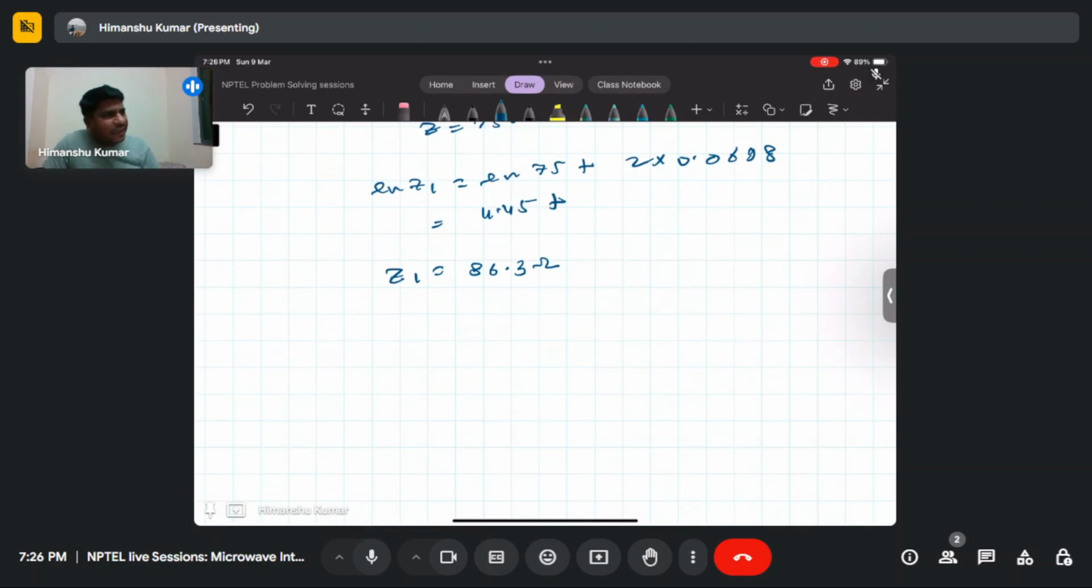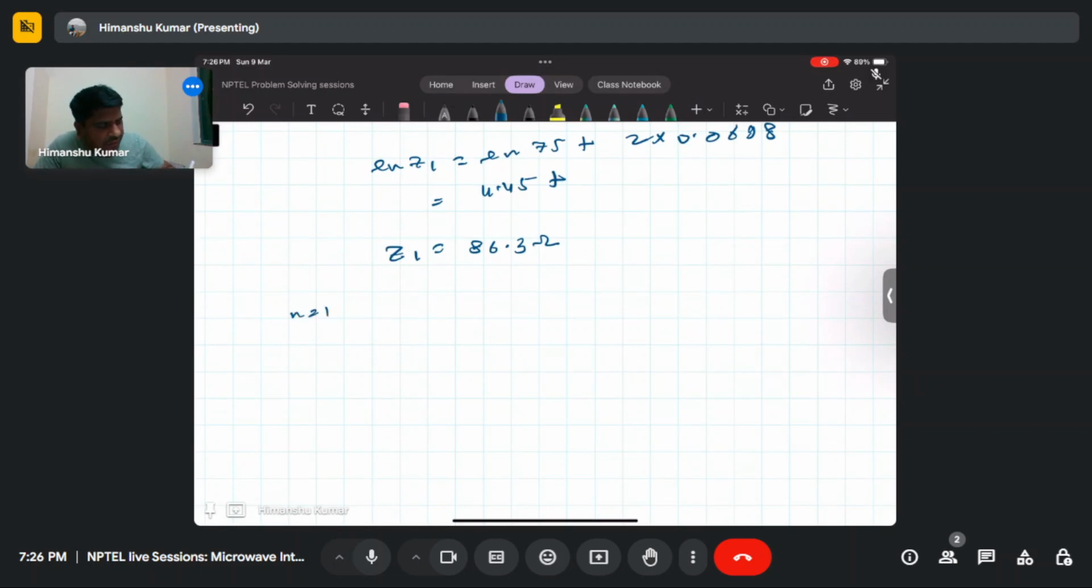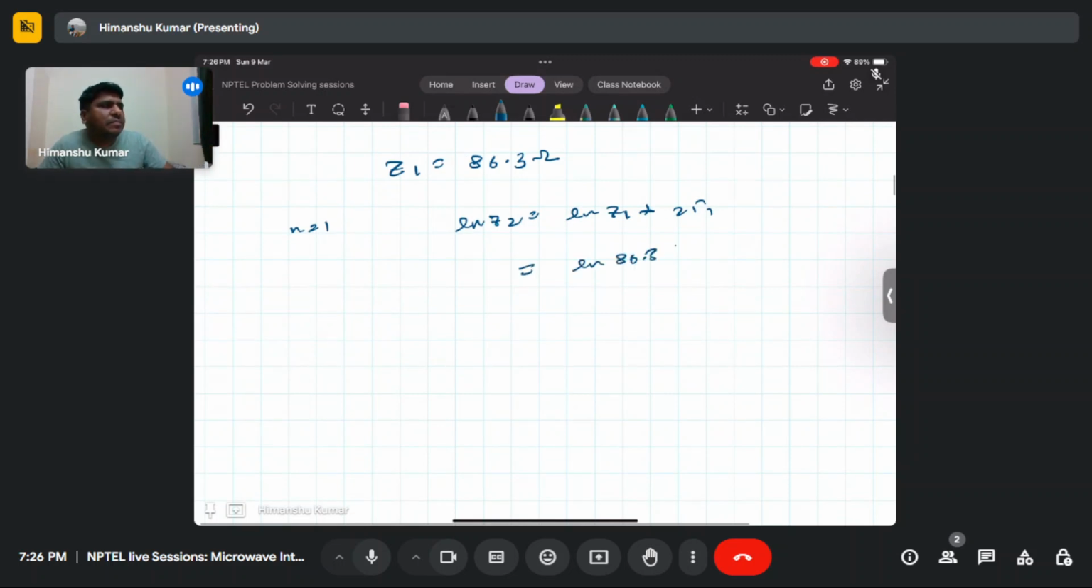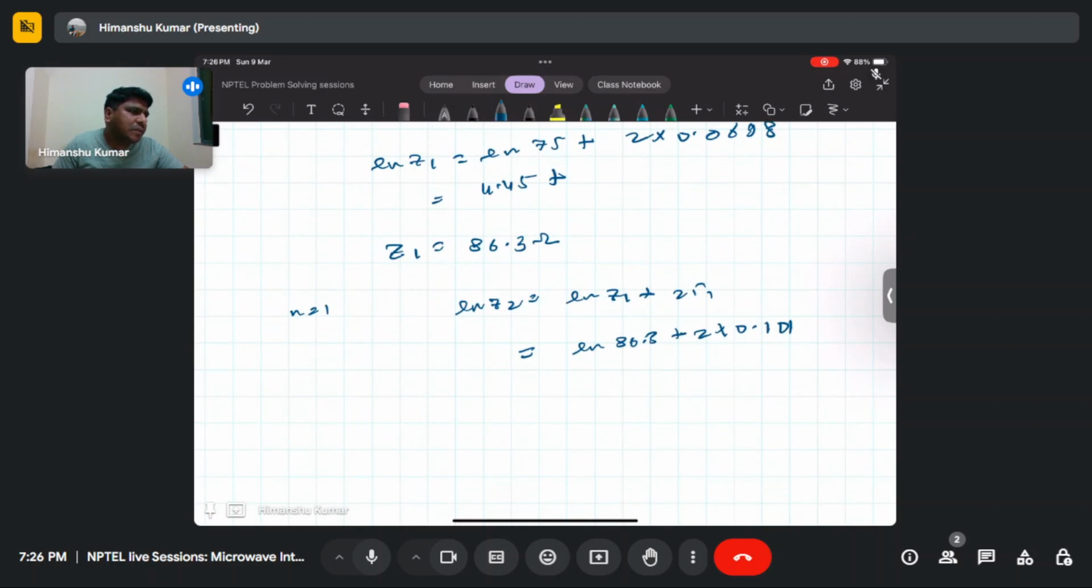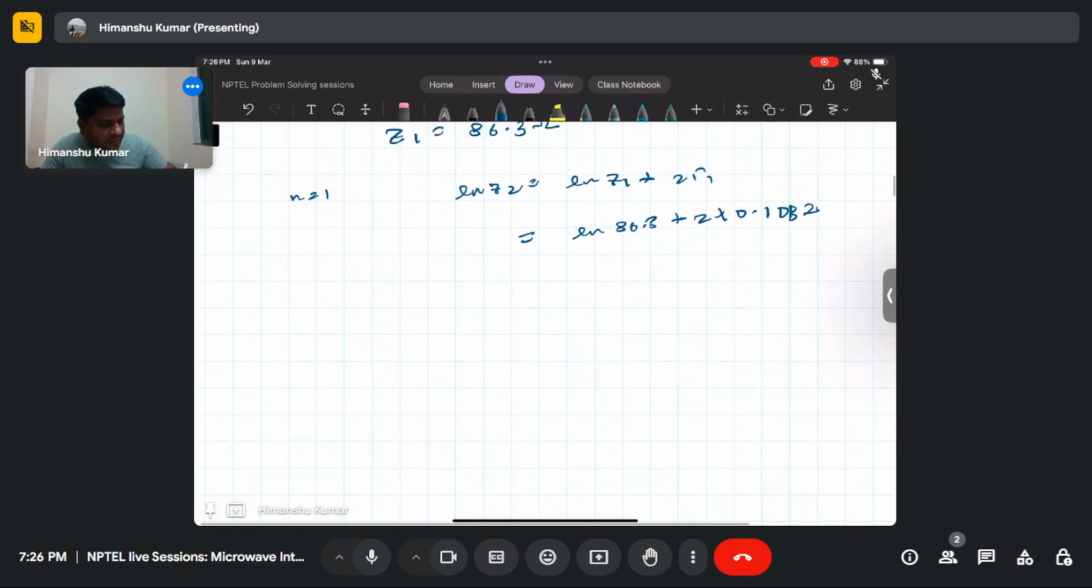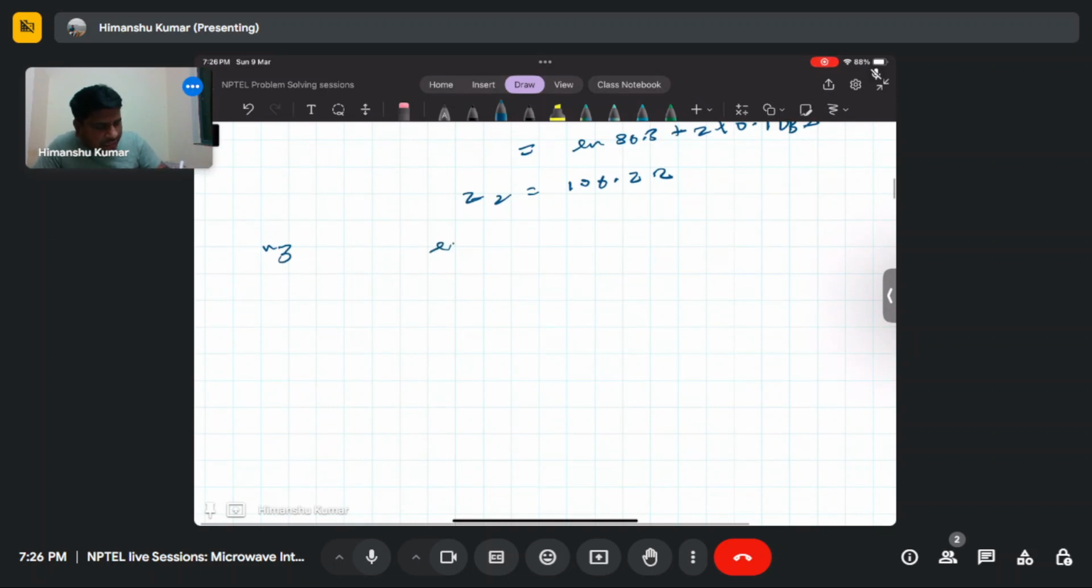Similarly, for the second and third lines, for n equals to 1, we can calculate the characteristic impedance: ln Z2 equals ln Z1 plus 2 times gamma 1. So ln Z1 is ln 86.3 plus 2 times gamma 1, which is 0.1037, and then this Z2 we find as 106.2 ohm. Similarly, for n equals to 3, ln Z3 equals ln Z2 plus 2 times gamma 2, which is ln 106.2 plus 2 times gamma 2, which is 0.1037.